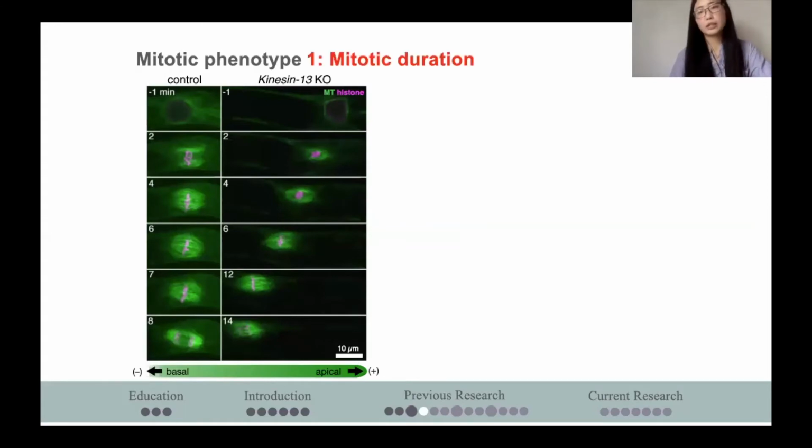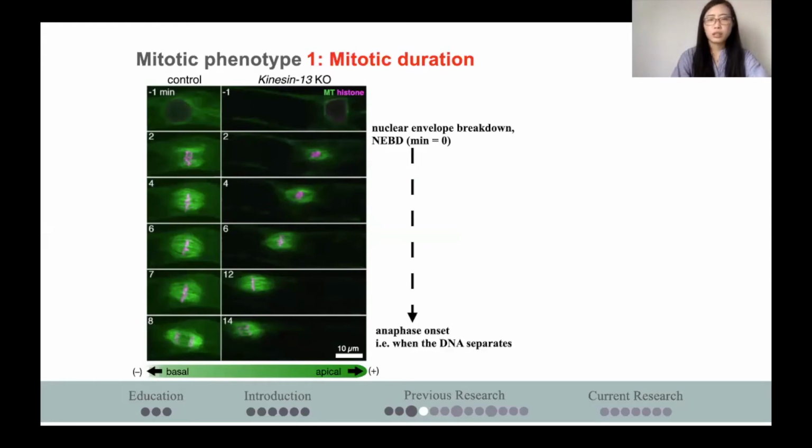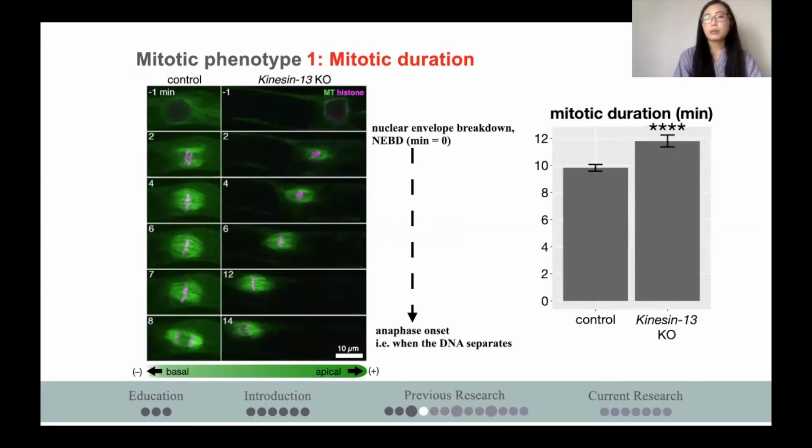The first phenotype I wanted to analyze was mitotic duration. So how long does it take for a cell to undergo mitosis? We define it here as the time taken from nuclear envelope breakdown, when the nucleus collapses and the DNA is just free, until anaphase onset, when the DNA actually separates. I measured the duration taken, and it was found that kinesin 13 knockout moss actually takes a longer time to finish mitosis. So something is going on, and kinesin 13 is doing something. When you remove kinesin 13, the cell just has a harder time to complete mitosis. And that's a good sign that kinesin 13 is doing something.